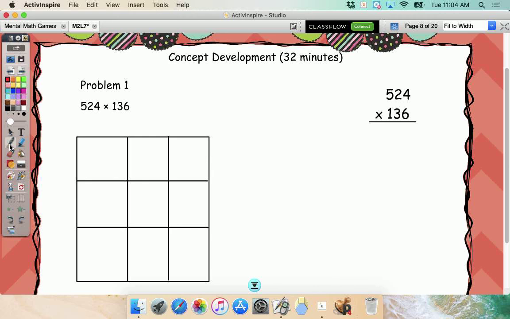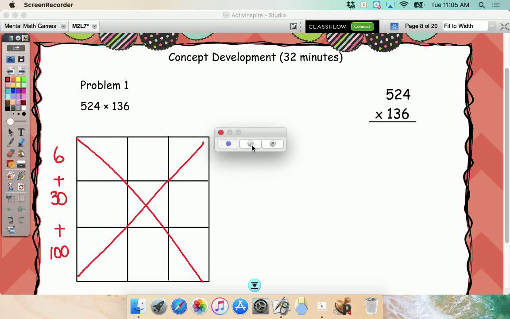Okay, let's see about this line. So I'm going to go ahead and cross off the area model. I'm not going to use it, but I'm going to use part of it. Okay? I'm going to break this bottom number apart, into 100 plus 30 plus 6. Can you write that much for me, please?